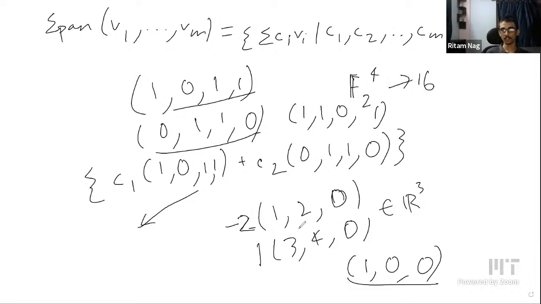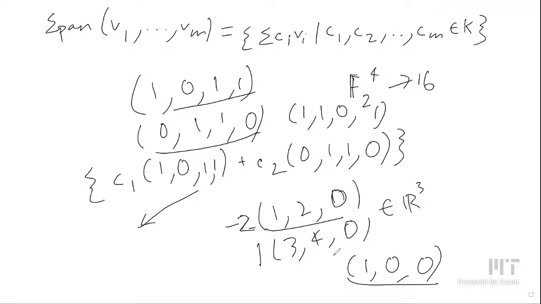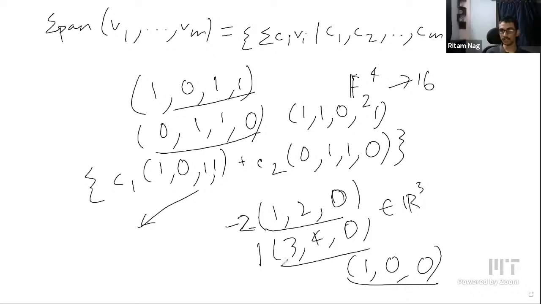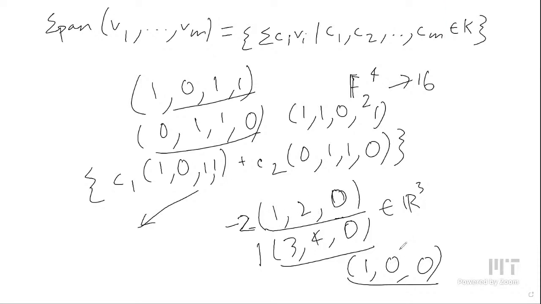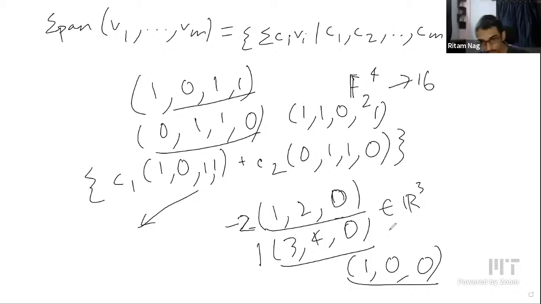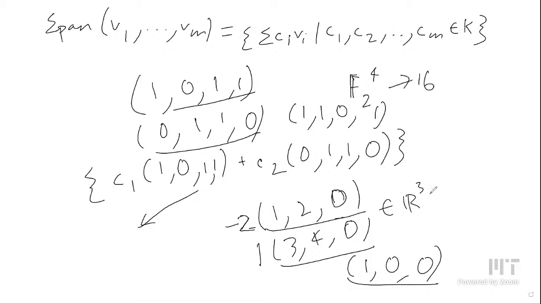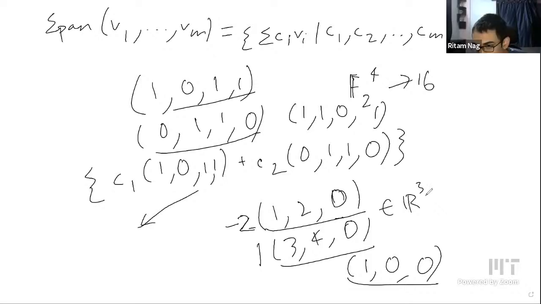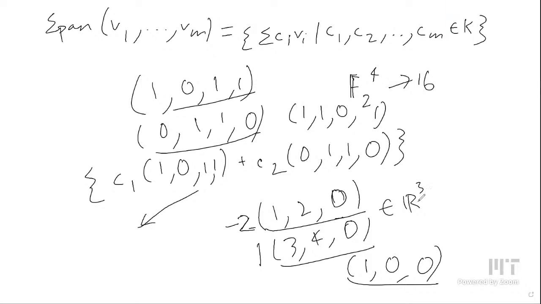After that, you can just take half of 1 0 0 and subtract. You have 1 0 0 because you can take 1 times this 3 4 0 and minus 2 times 1 2 0. So that's 3 4 minus 2 4, right? Which is the... the base is all R, right? The ground field, yeah, the ground field is R. The rightmost thing will always be 0.